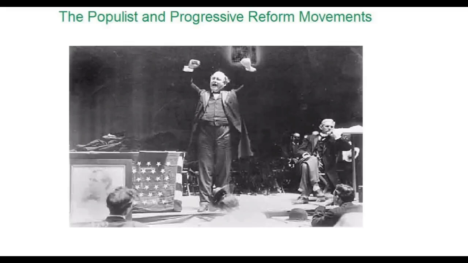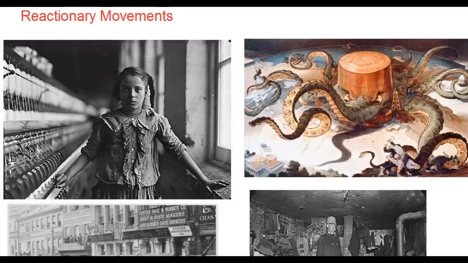Today, we're going to focus on the populist and the progressive reform movements of the late 19th and early 20th centuries. We're going to look at how and why these movements come about in the United States, their influences, the membership of these movements, and ultimately their impact on American politics and the American economy during the late 1800s and early 1900s.